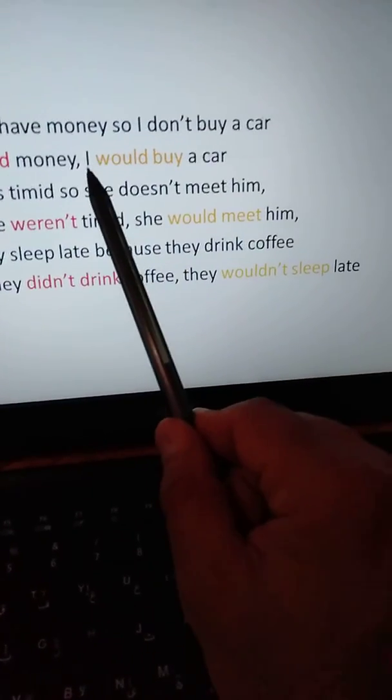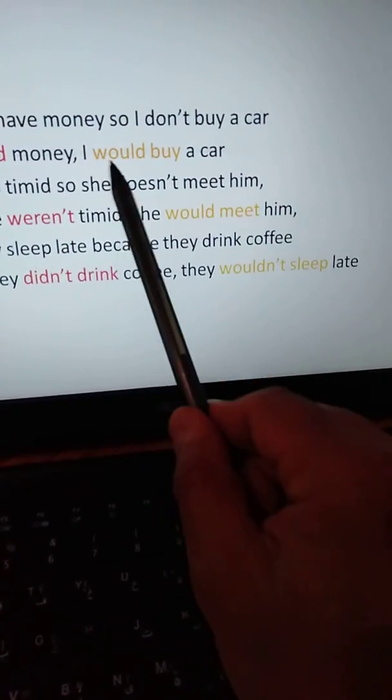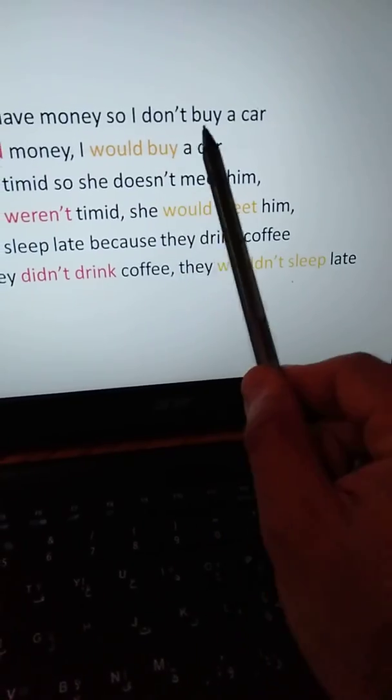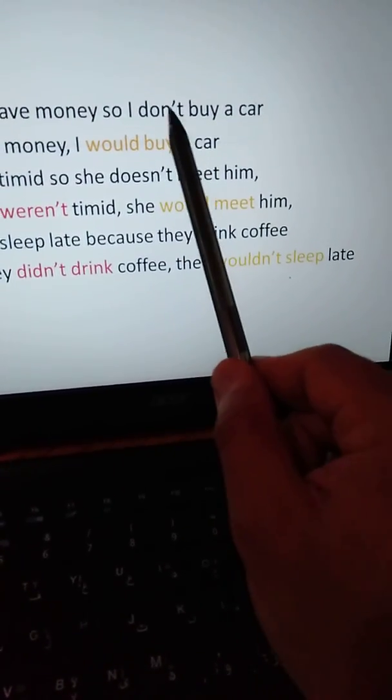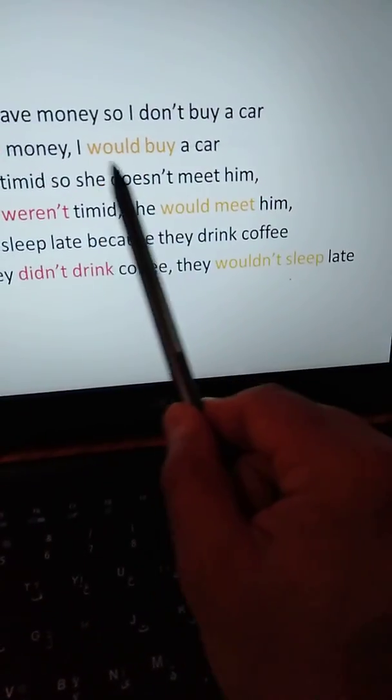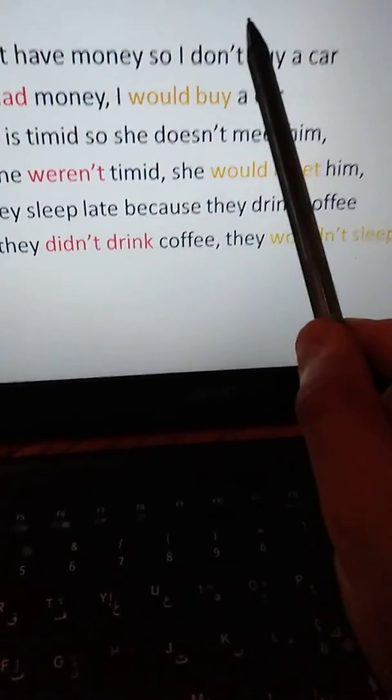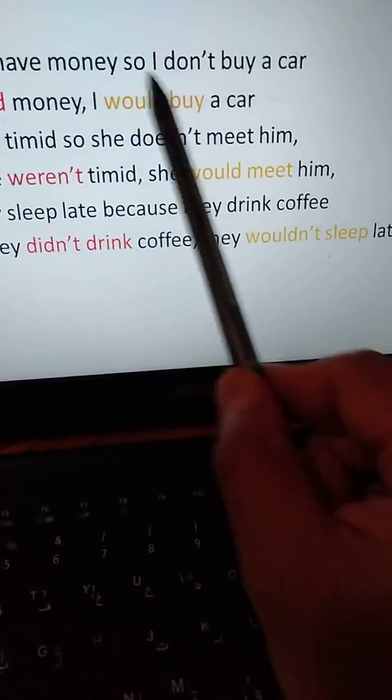So the form is: I, or the subject, plus would plus the verb. Here, the verb is negative, so would must be positive. If the verb here is positive, would must be negative. If the verb here is negative, would must be positive.